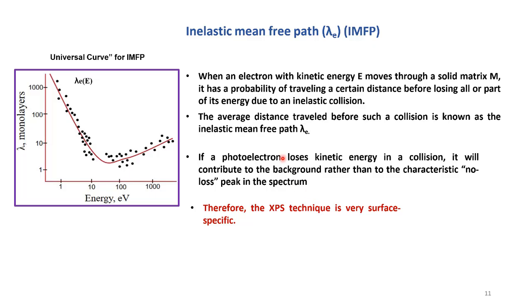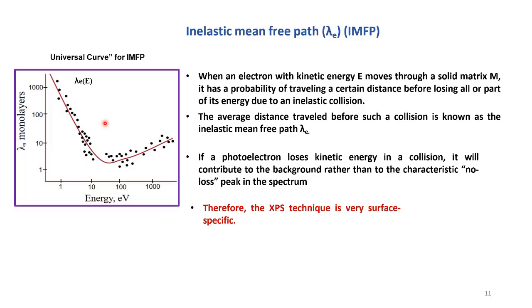Then we have the inelastic mean free path, that is lambda INFP. So this is a universal curve for the INFP. When an electron with kinetic energy E moves through a solid matrix M, it has a probability of traveling a certain distance before losing all or part of its energy due to an inelastic collision. As I told, in an inelastic collision, the electron will lose its energy upon traveling. Because of that, we will not be able to detect the signal.